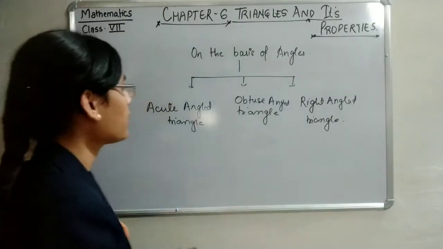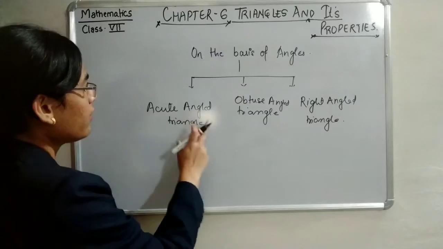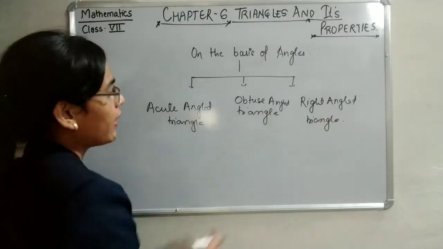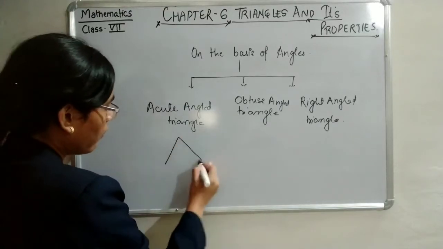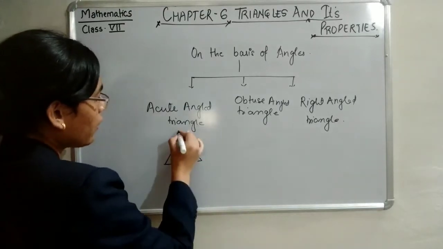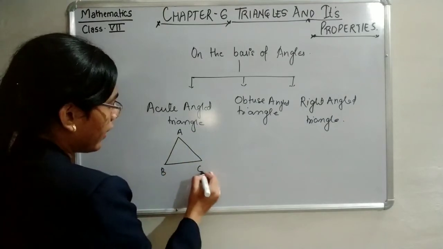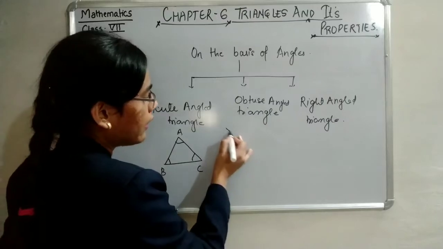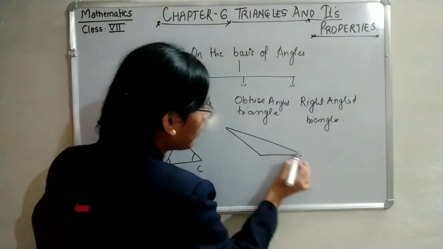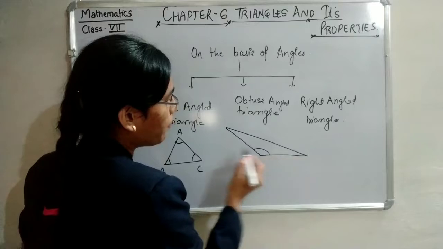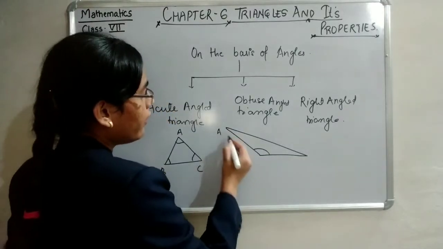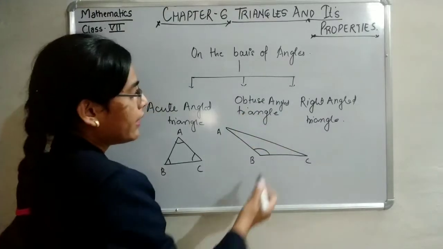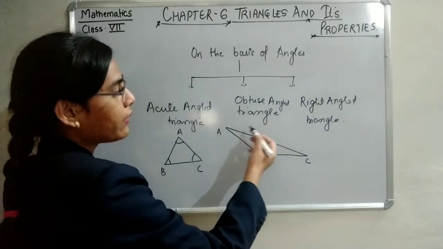Next classification is on the basis of the angles: acute angle triangle, obtuse angle triangle and right angle triangle. In an acute angle triangle, all the three angles are acute. Now, an obtuse angle triangle will have one angle greater than 90 degrees, that is, an obtuse angle. So if in a triangle one angle is greater than 90 degrees, then the triangle is said to be an obtuse angle triangle.